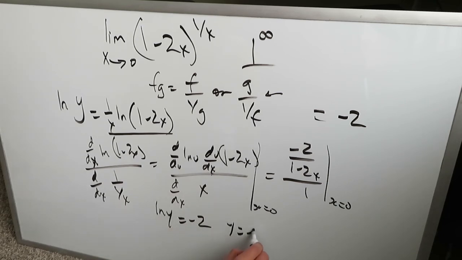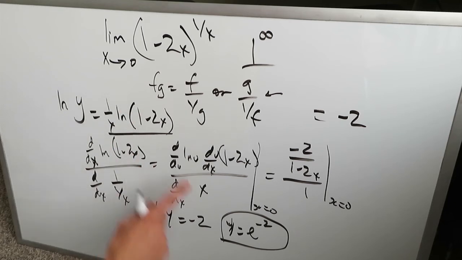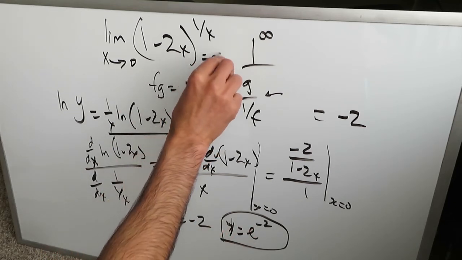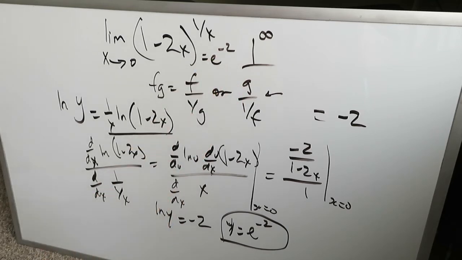Y is equal to e to the power of minus 2, and that right here will represent your limit. The limit of this function as x approaches 0 will be e to the power of minus 2. E to the power of minus 2, that will be your answer.